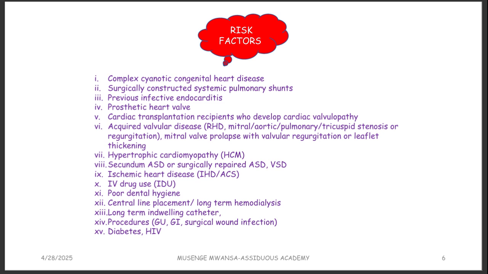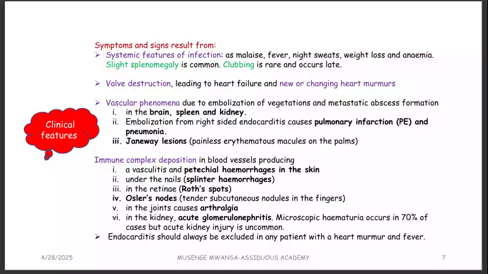And then even someone that has got an indwelling catheter for long, they've been having this catheter, infection can also happen. And then also having recent procedures like GI, GU procedures, surgical wounds, and someone that is diabetic or has HIV, they are also at risk. So it's important for us to know the risk factors so that we can ask them as we are clerking.